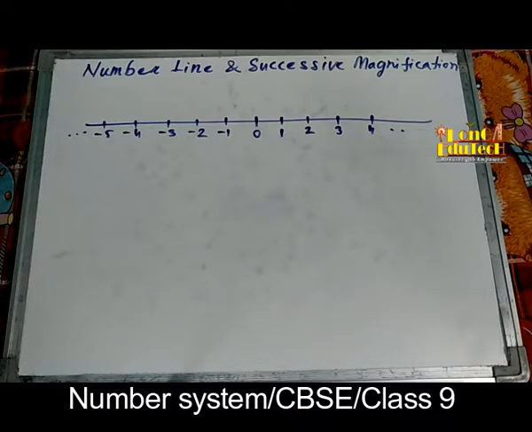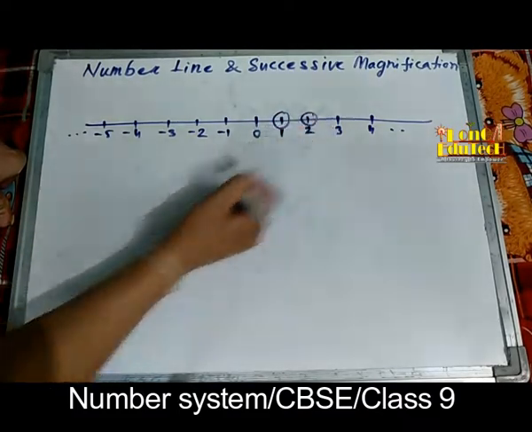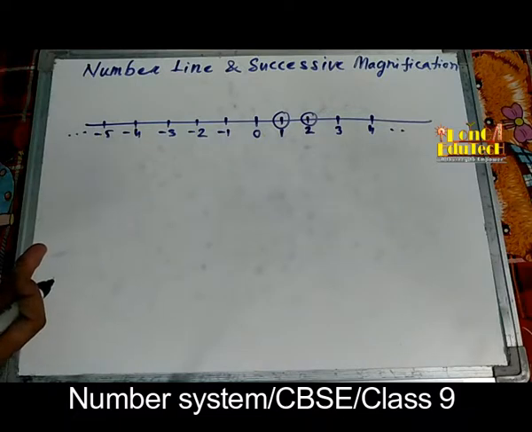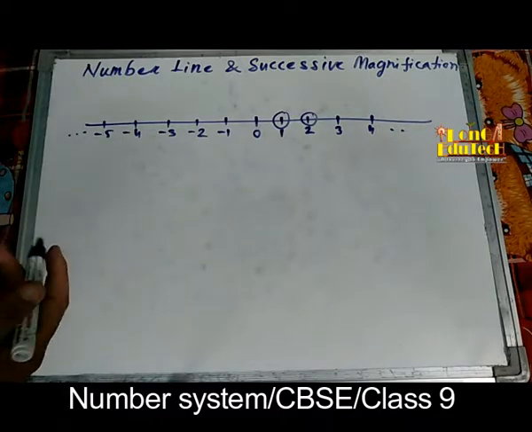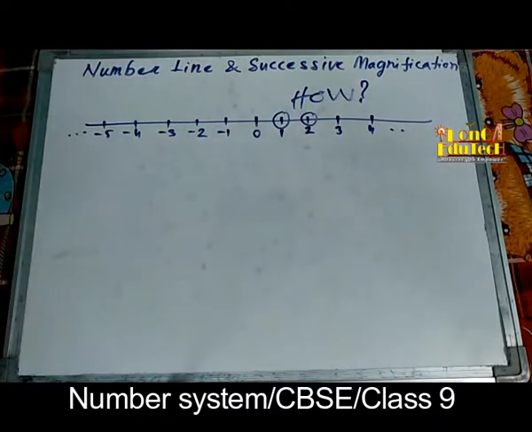And the answer is infinite. There are infinite numbers in between any two numbers. Say for example 1 and 2. Between 1 and 2, how many numbers are there? Can you see any number here? You will say no numbers, right? But I will say there are infinite numbers in between any two numbers. But how? That is what we have to discuss. We have to find out how. You will come to know after this.